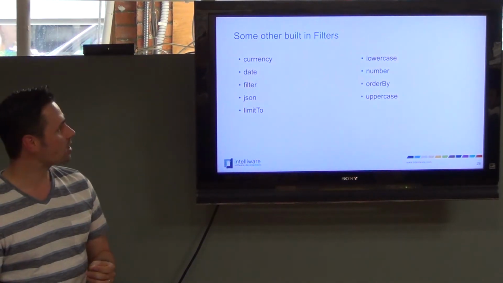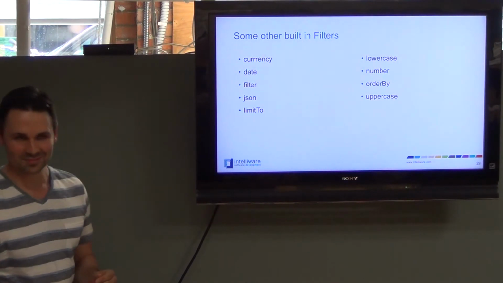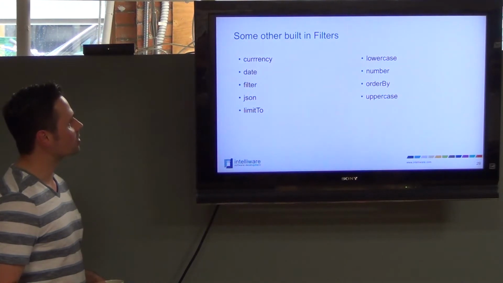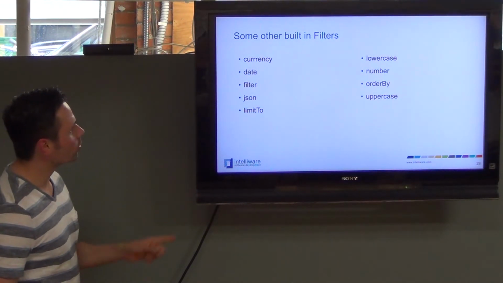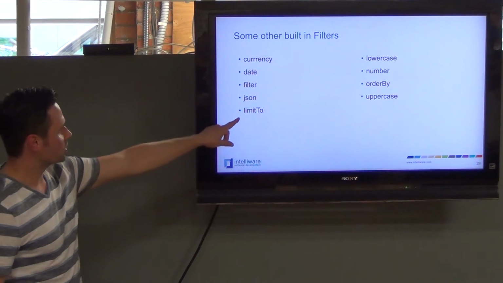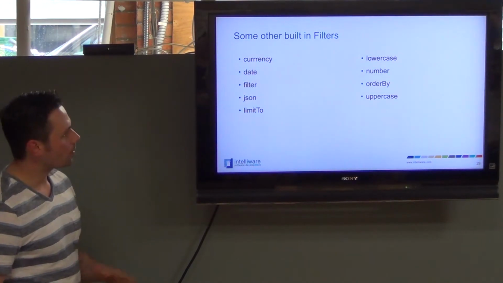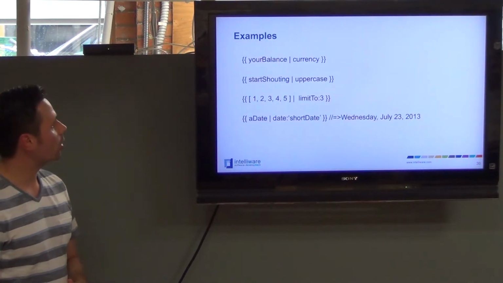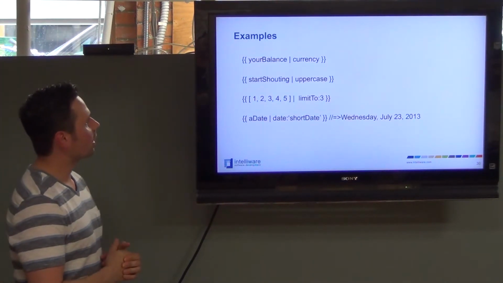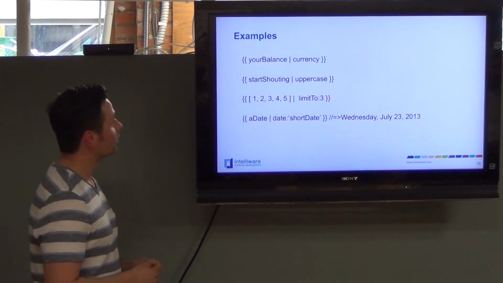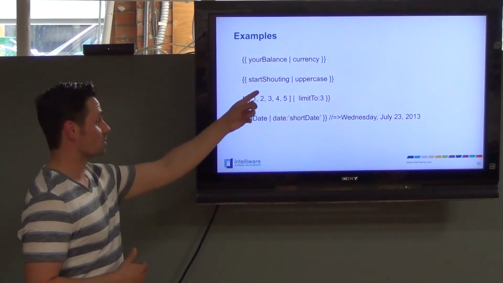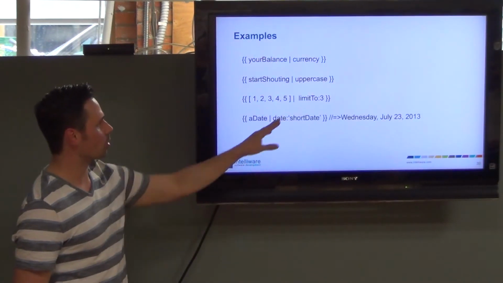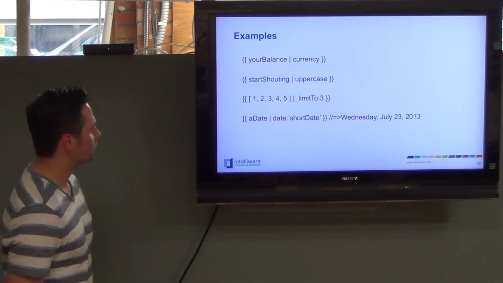But again, AngularJS has a bunch of stuff already built in. It has a filter for currency, for date, order by that we already saw. So we'll see examples of limit to, uppercase, lowercase. We take our balance and we want to format it as currency. We want to start shouting, so we're going to take this value and uppercase it. Limit to I think is kind of interesting, where we have this array and we only want to show 3 elements out of that array.